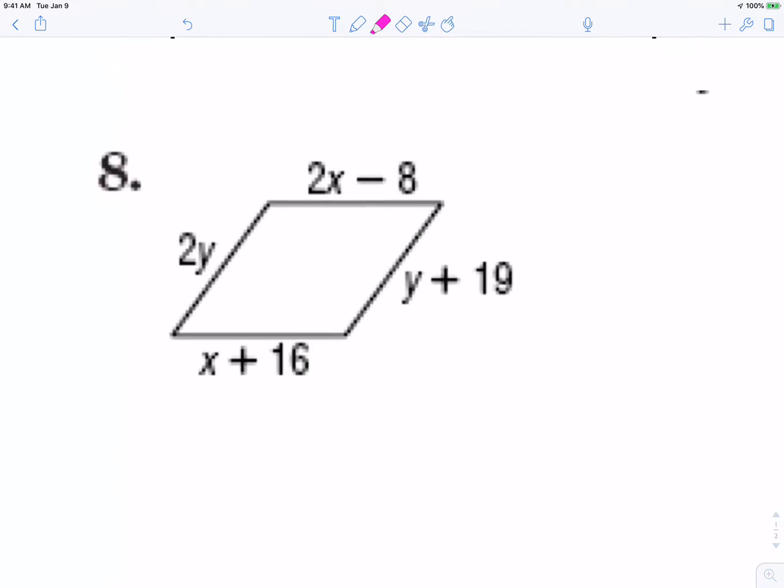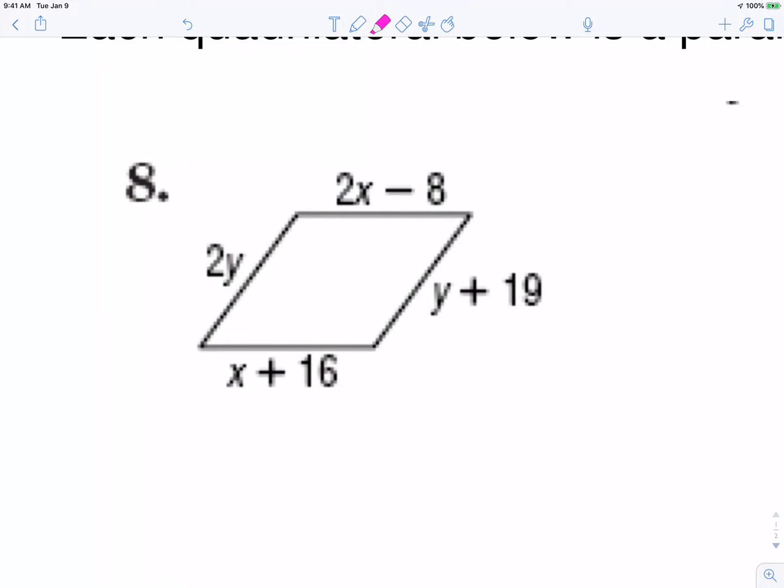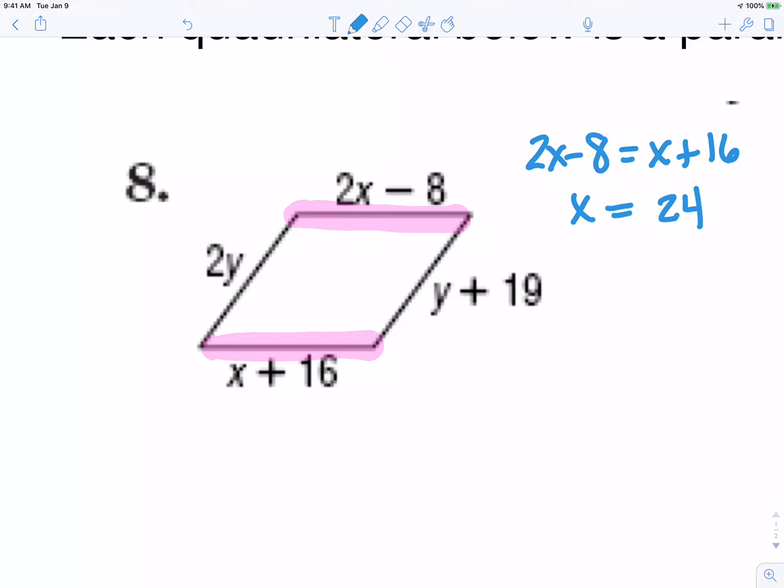Okay, here are the rest of the answers. So number 8, since this is a parallelogram, we know that opposite sides are congruent. So I can set 2x minus 8 equal to x plus 16. Subtract x from both sides and add 8 to both sides, and you get x equals 24.